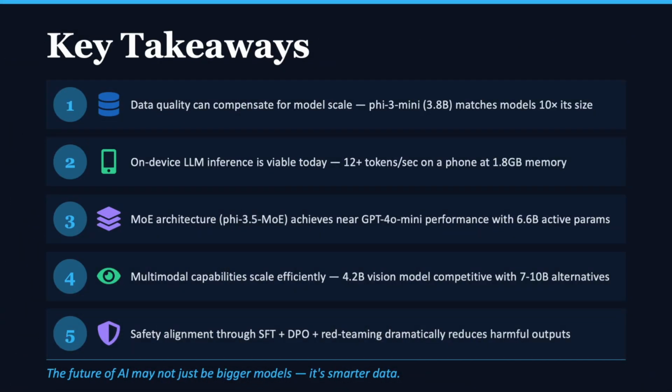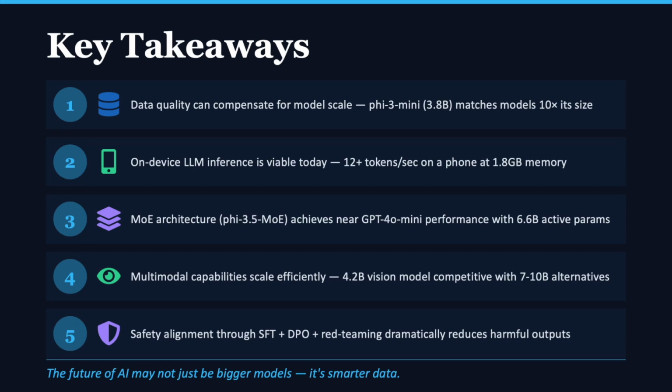Finally, I would highlight five main takeaways. First, high quality data can partially substitute for scale. Phi-3 Mini at 3.8 billion parameters performs surprisingly close to models much larger than itself. Second, on-device language models are now practical, responsive, and fully offline.